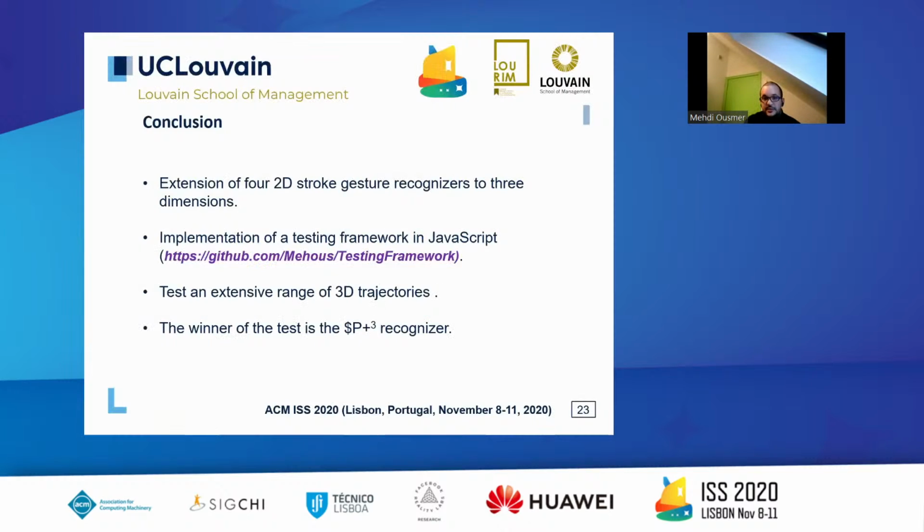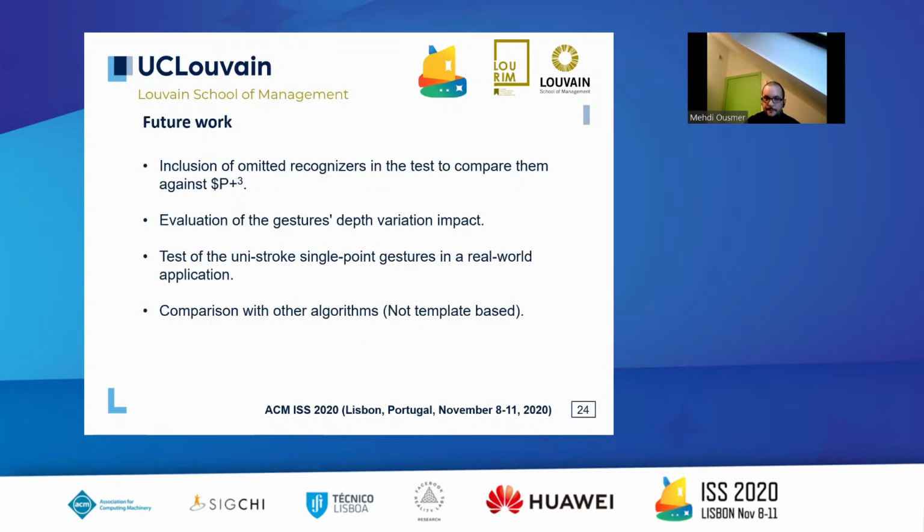To sum up, we made 7 3D gesture recognizers based on 4 2D recognizers selected from the state-of-the-art. We implemented the testing framework in JavaScript and tested the recognizers. The test results showed that the $P plus Q provides excellent results. We have a list of some improvements for future work.